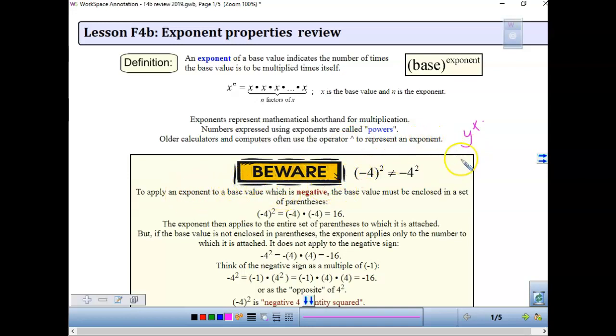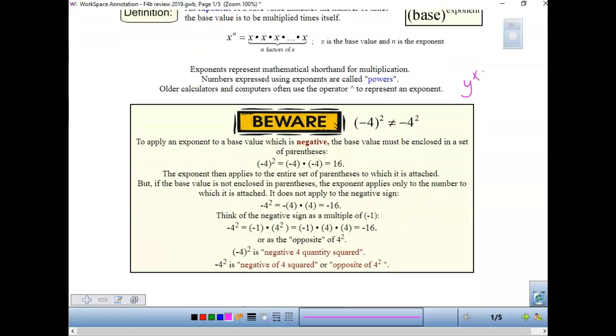So things to be aware of. We've talked about this earlier. Things you need to be careful for: the difference of something in a parenthesis squared and not in a parenthesis. Often to apply exponent values to a negative, that base value has to be enclosed, meaning we're taking -4 times -4 to get 16. The exponent applies to the entire set of parentheses it's attached to. But if a base value is not enclosed in parentheses, that exponent applies only to the number it's attached to.